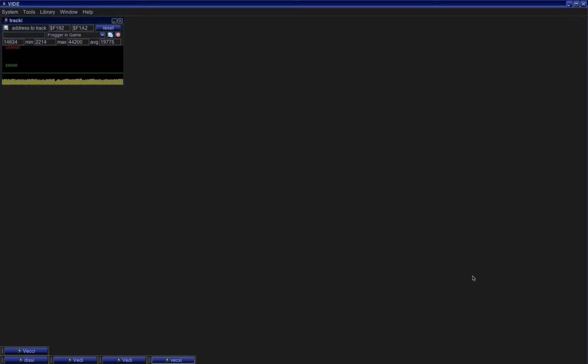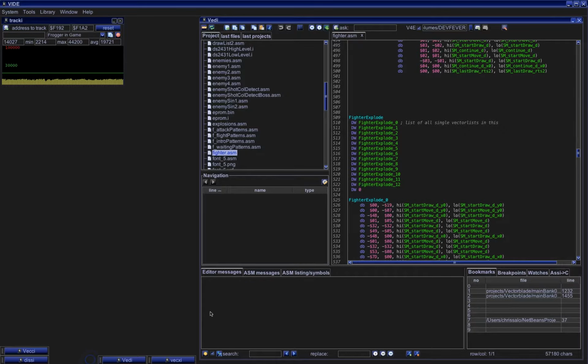The thing is, I've been playing around with Vectorblade again. This is the shooter I'm programming at the moment. In the beginning stages of the game, I had so much space available, since I wanted to do a 64K cartridge game, that I didn't really care about space, memory. And the fighter especially, I'm just going to start it to show it to you, is a huge waste of memory. I'm going to show you what I mean with that.